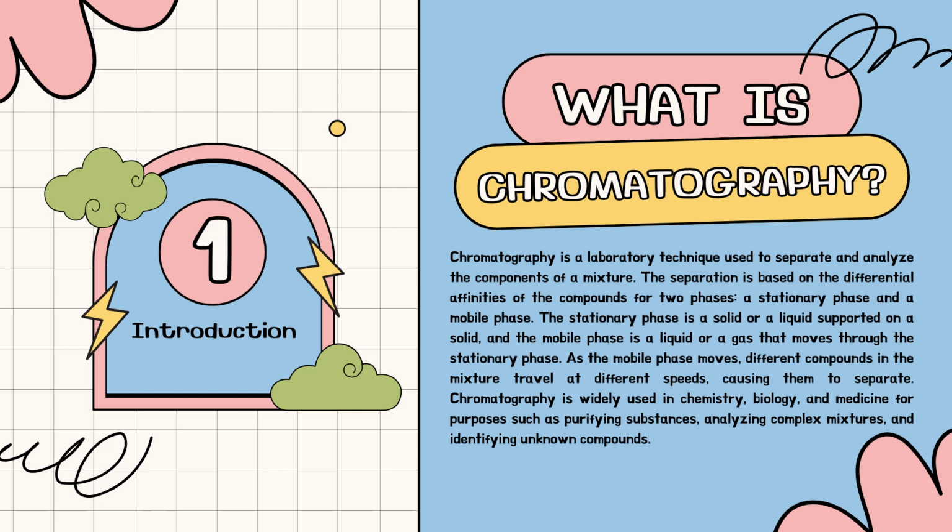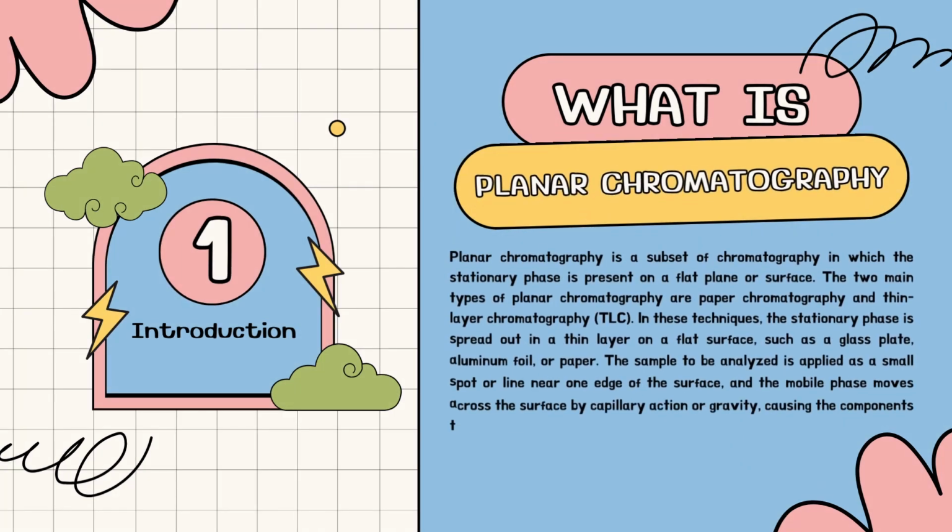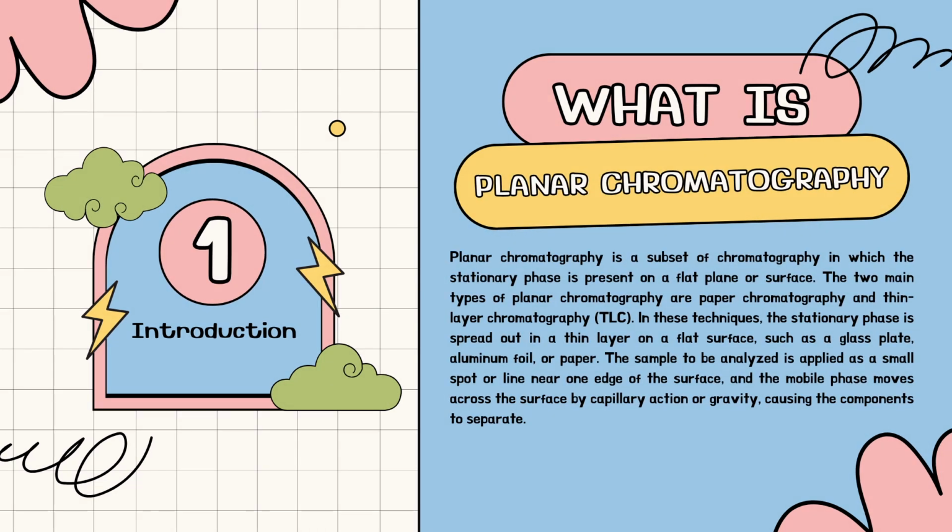Chromatography is widely used in chemistry, biology, and medicine for purposes such as purifying substances, analyzing complex mixtures, and identifying unknown compounds. Planar chromatography is a subset of chromatography in which the stationary phase is present on a flat plane or surface. The two main types of planar chromatography are paper chromatography and thin layer chromatography, TLC.